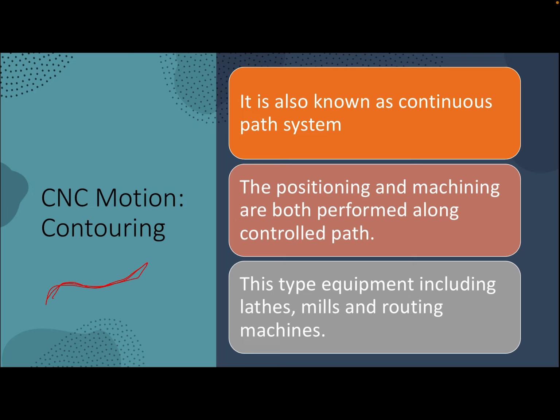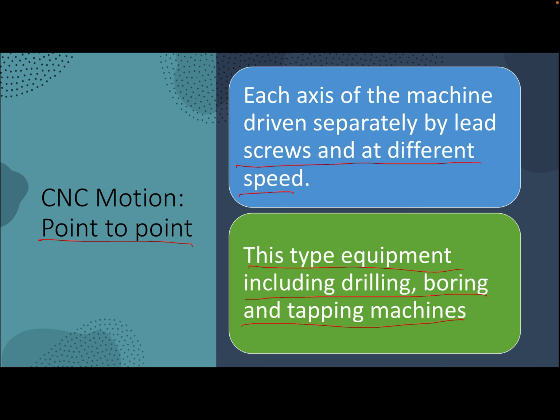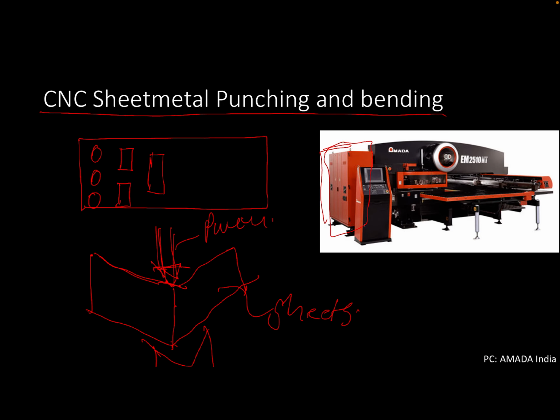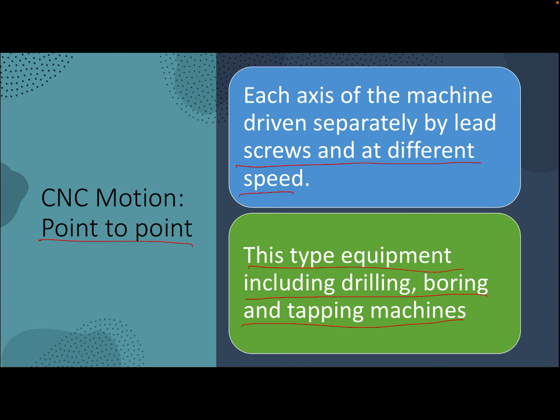It is also known as a continuous path system. CNC contouring is also known as the continuous path system. The positioning and machining are both performed along the controlled path. This type of equipment includes lathes, milling and routing machines. So this is the CNC contouring machine. The CNC sheet metal punching machine is basically a point-to-point type of machine.